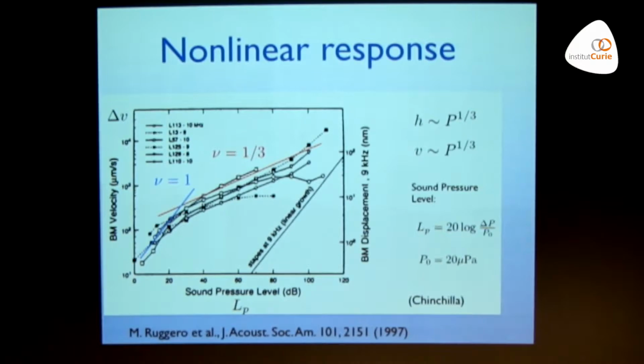Now, this experimental data is shown for the case where the stimulus frequency, which I think in this case is about 9 kilohertz or 10 kilohertz, you see it here, is chosen such that it's the best frequency at the place where the measurement is done. So this is the resonant case. And in that case, one sees this pronounced nonlinear response.